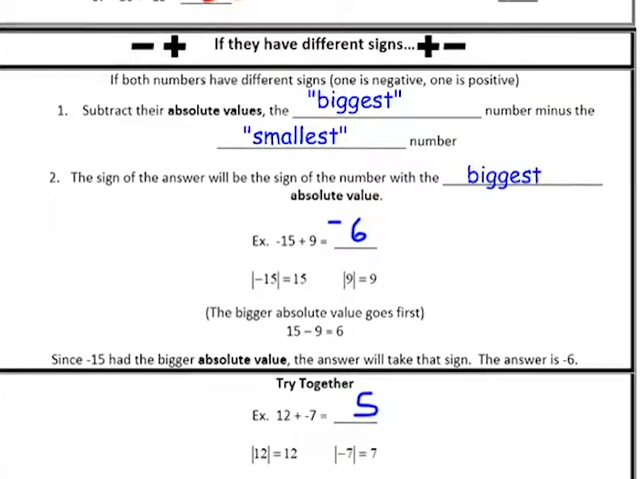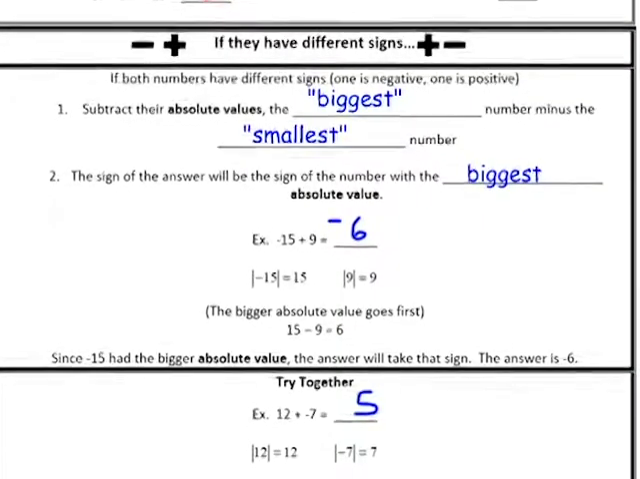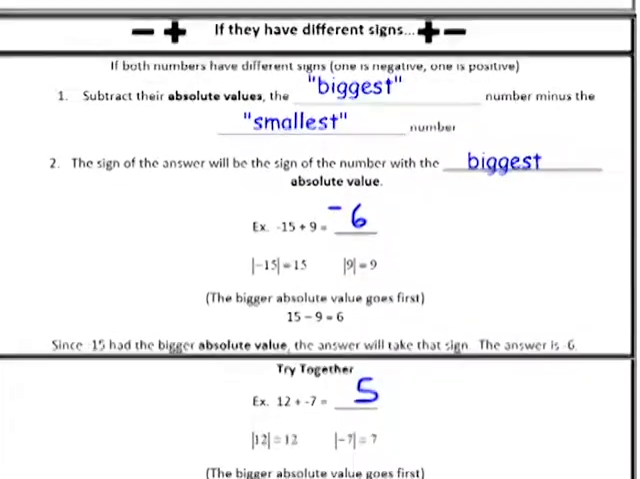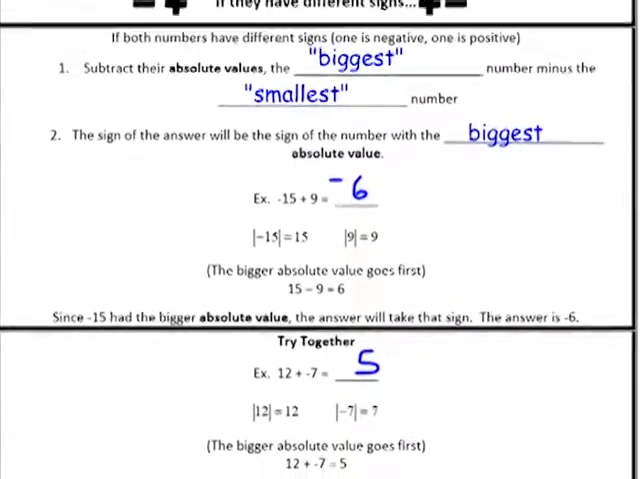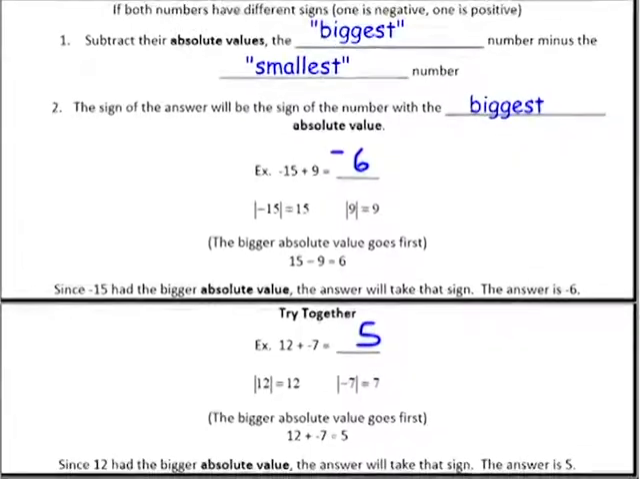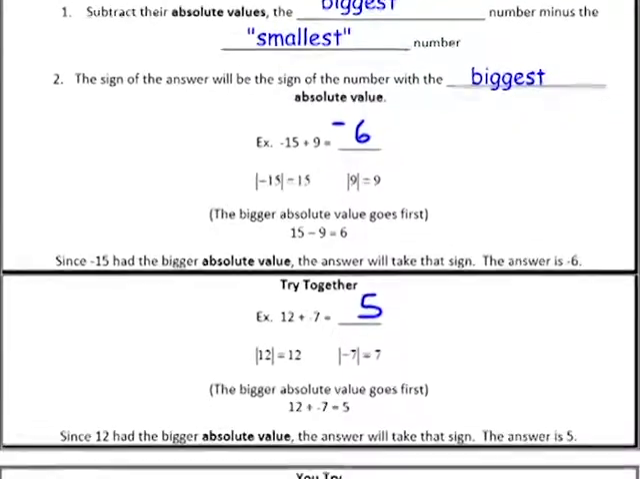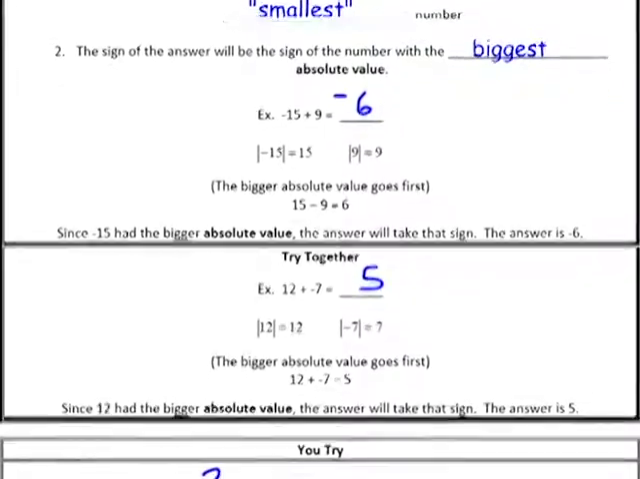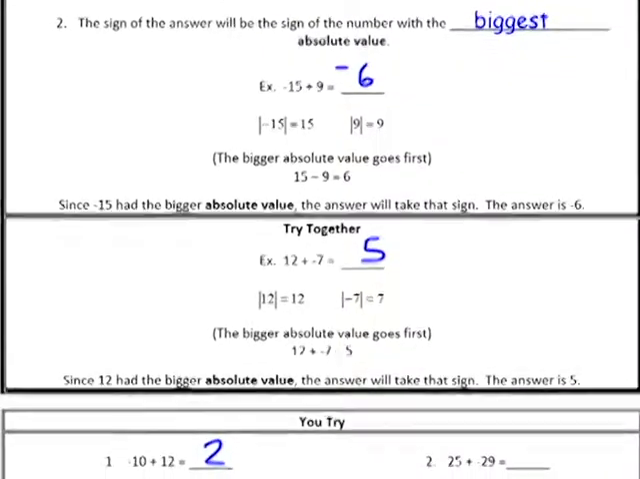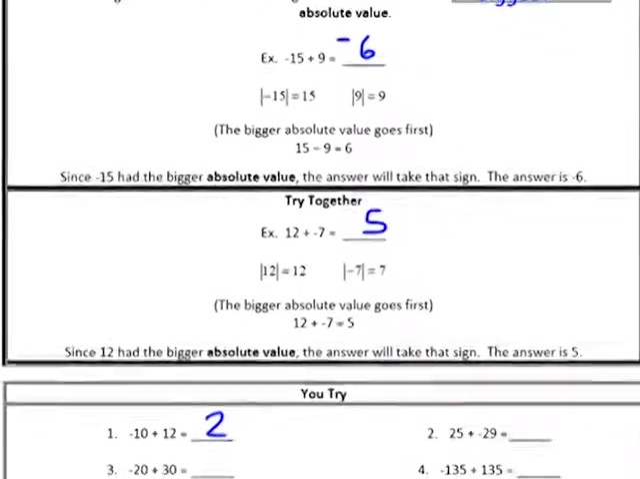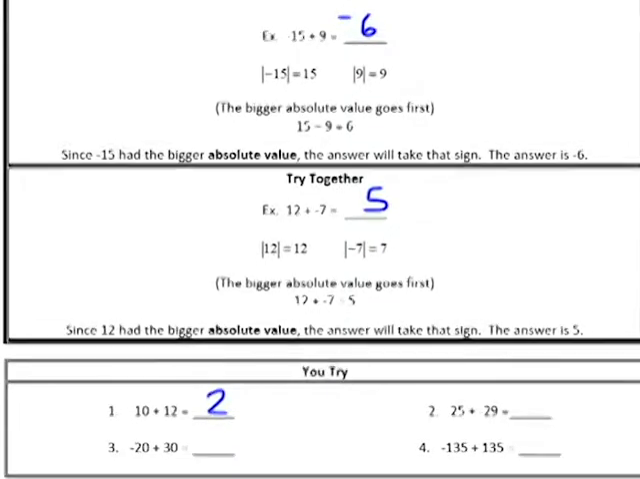It's almost like a tug of war. 12 minus 10 is 2. Going back to that tug of war idea, 12 is further away. It already kind of has a head start. So it's going to pull the answer, our sum, towards the positive end, past the 0 over to the positive.